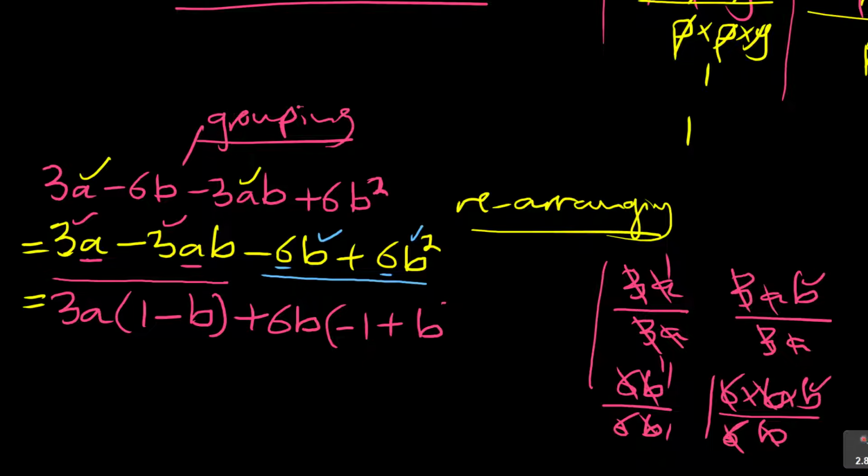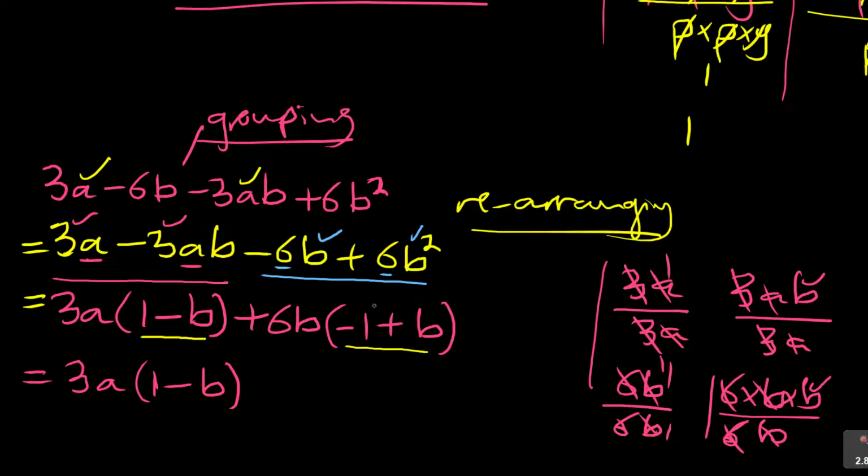So this is that. Now equal to 3a, now it's 1 minus b. Now look at this. Now I want you to be careful of this. It's 1 minus b. Now if you look at the brackets carefully, this is 1 minus b, but this is minus 1 plus b. The signs interchanged.